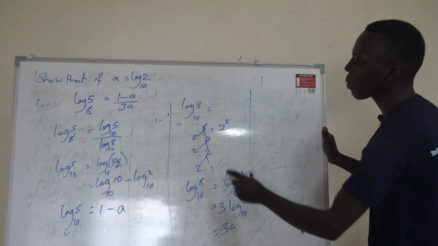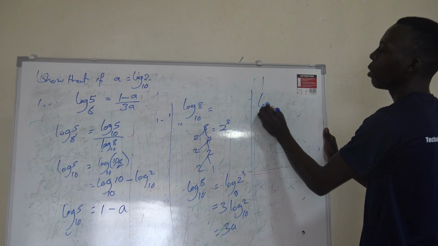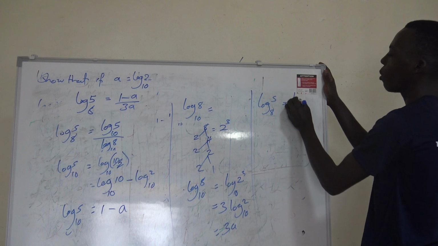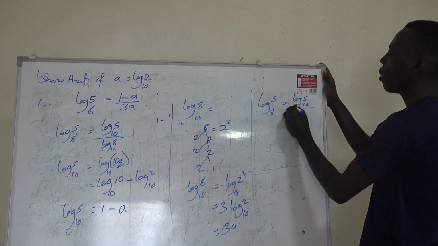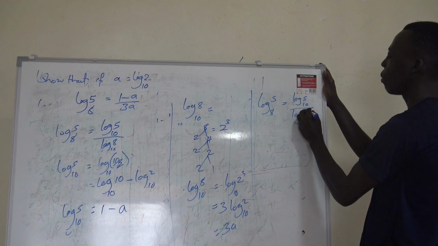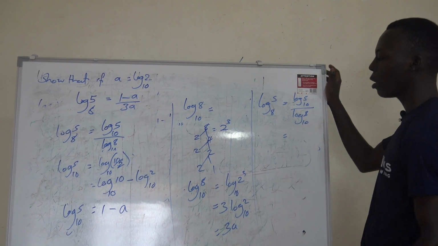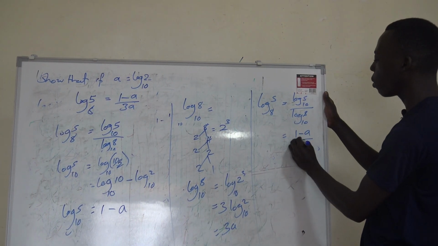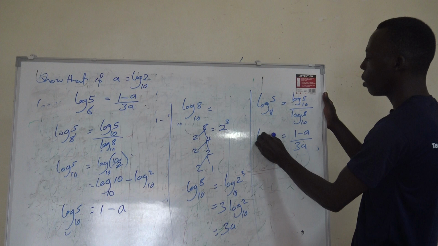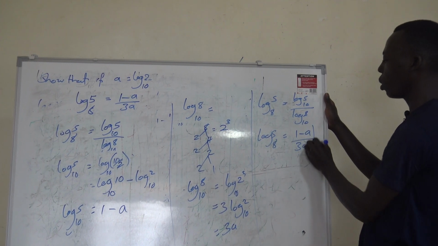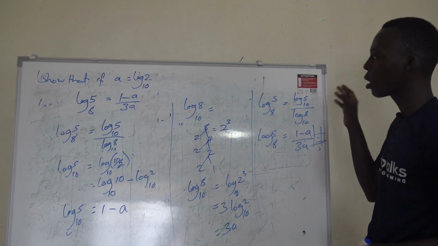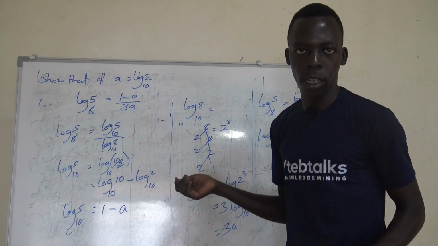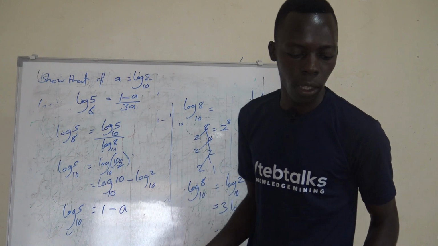So for the result, log of 5 base 8 is log of 5 base 10 out of log of 8 base 10. We put in the values we have got: 1 minus a out of 3a, which is log of 5 base 8, as required. So that's the way we can deal with that so that we come out with what we need.